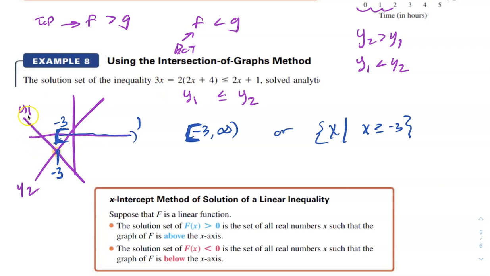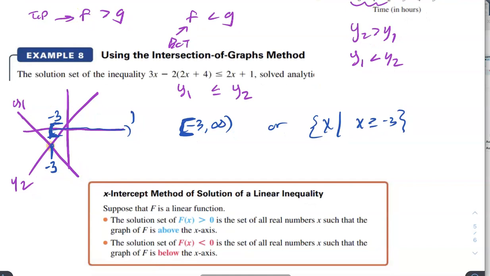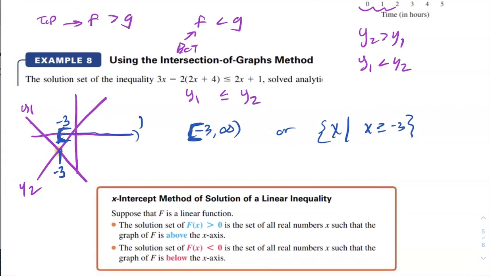Before -3, y1 is greater than y2, which is not what I want. I want y1 to be less than y2. So that's what I want, y1 below. So after -3, y1 is below y2. And there's that one.